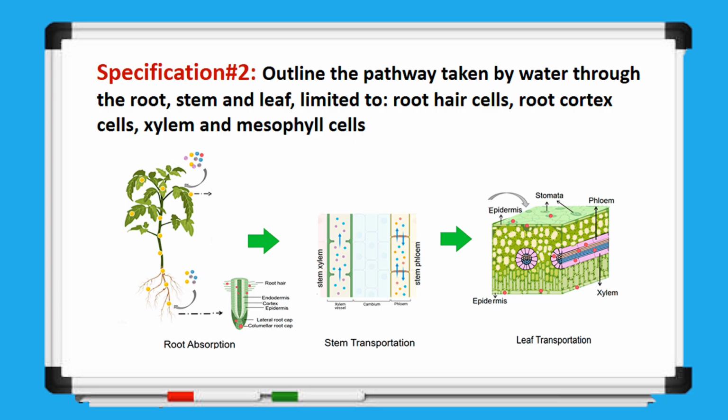Specification number 2 says, outline the pathway taken by water through the root, stem, and leaf, limited to root hair cells, root cortex cells, xylem, and mesophyll cells. Now, as you can see in the diagram, here's the pathway water follows.